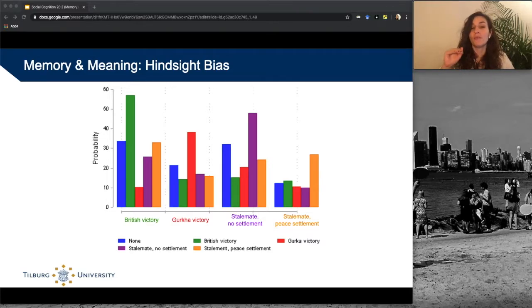And the rightmost bracket is about estimates of how likely it was that there would have been a stalemate without a peace settlement. This potential outcome received the highest likelihood ratings from participants who were in the condition of being told that this was indeed how the war had ended. So we can see a perfect match between what participants were told had actually happened and what they thought was the a priori probability that this is how it would actually go. So before the war had started, they would still say it was the most likely that the event that had actually happened would happen. So basically, it's a complicated way of saying they knew it all along.